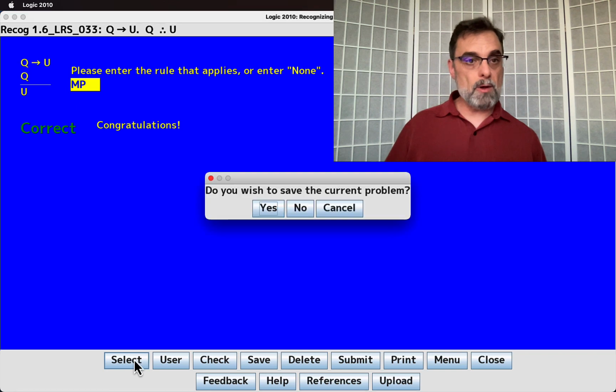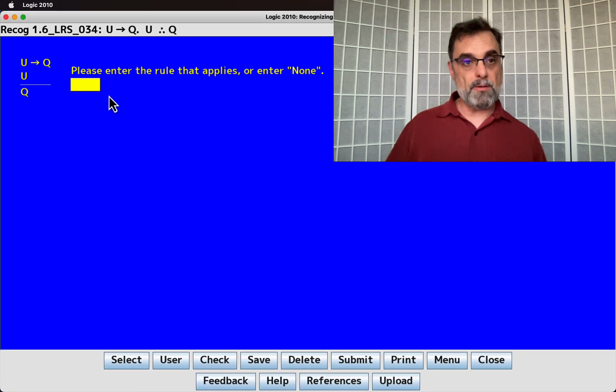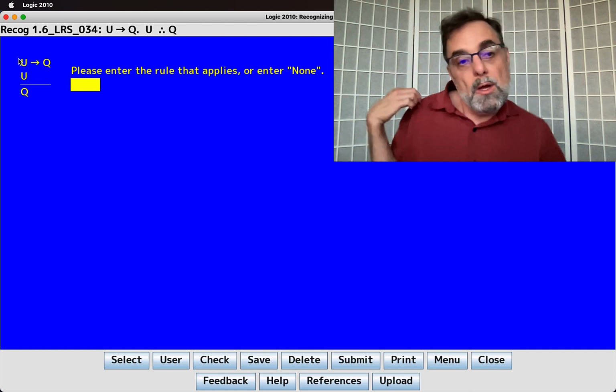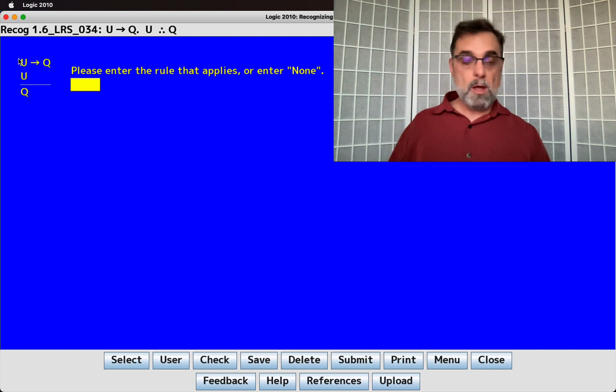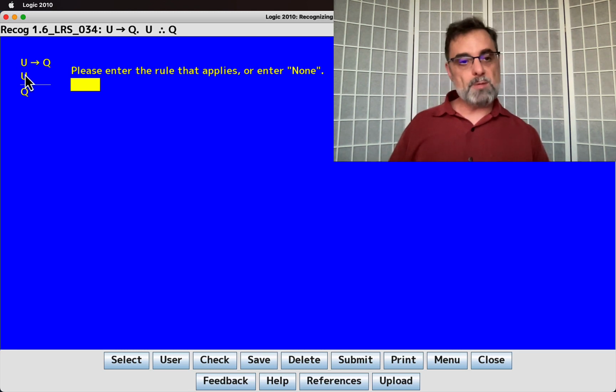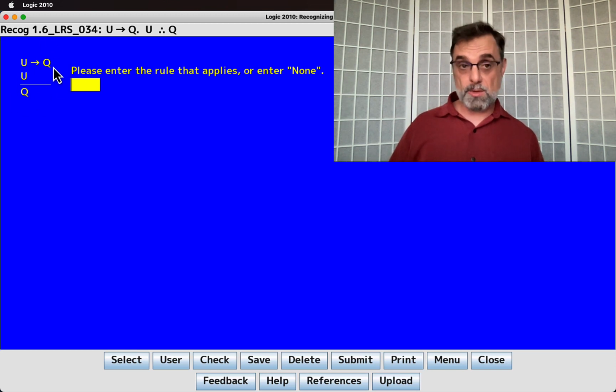So great, good, that's all we need to do. Let's look at another one. This is going to be 34. So here we have a different conditional. This time it's U arrow Q, and the other premise is a U. Well, that's good. That's what we need for modus ponens. We have a conditional, and then the other premise is the antecedent, and the conclusion is Q, which is the consequent of the conditional. So again, we're going to say MP does apply.